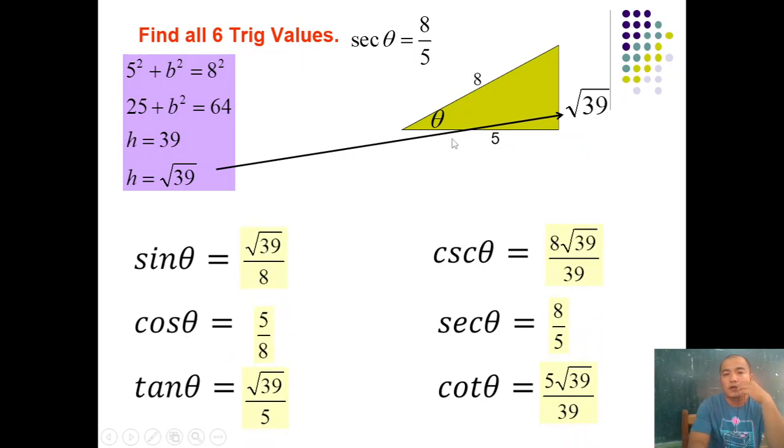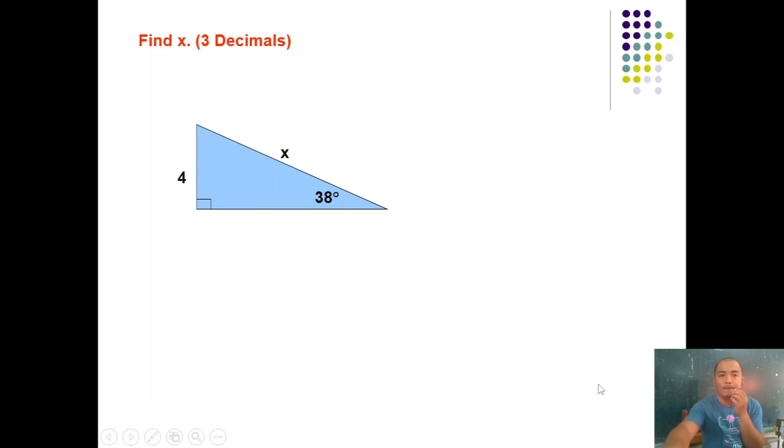Cosine theta is 5 over 8. Tangent theta is square root of 39 over 5. Opposite over adjacent side. Cosecant theta, 8 square root of 39 over 39. Secant theta, reciprocal of cosine theta, 8 over 5. Cotangent theta, reciprocal of tangent theta, 5 square root of 39 over 39.